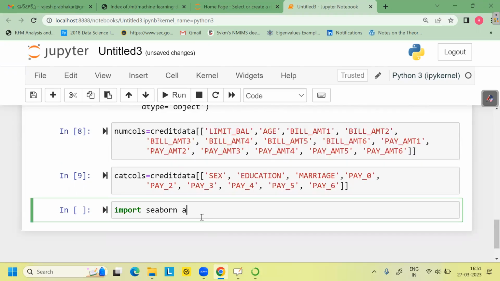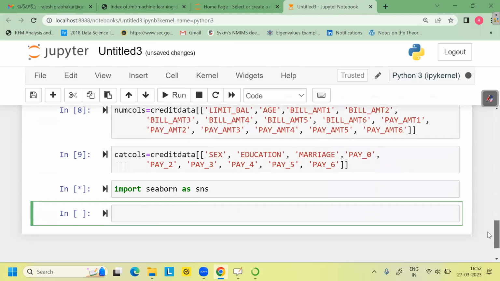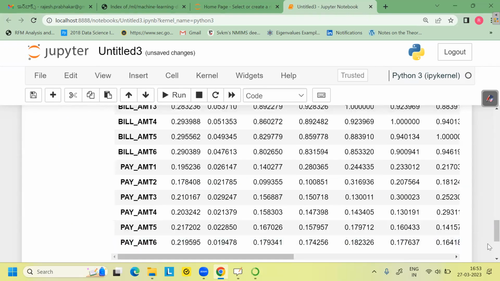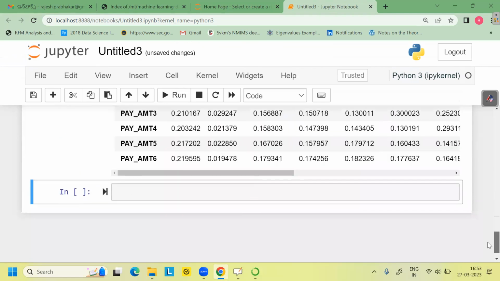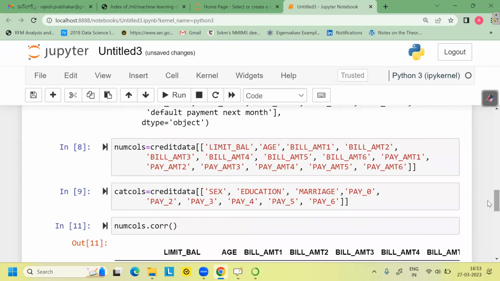Import seaborn as sns. Why is seaborn taking so much time? Did you check correlation for numeric columns? Is there any multicollinearity? I don't see much multicollinearity. In the heat map, we can see it clearly, right? So we have separated the data into numeric columns and categorical columns for pre-processing, right? There are no missing values in this data.